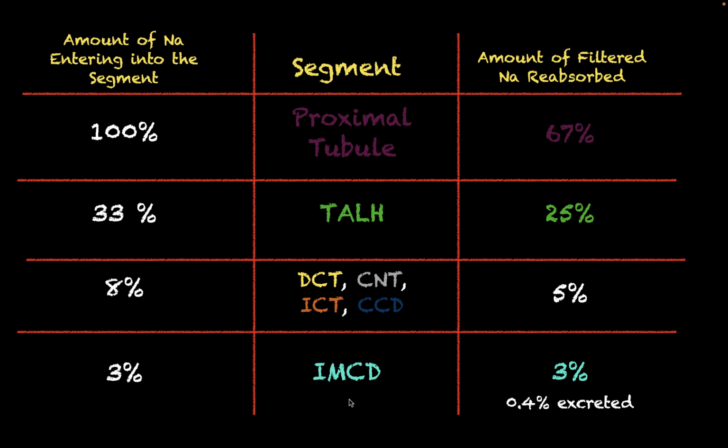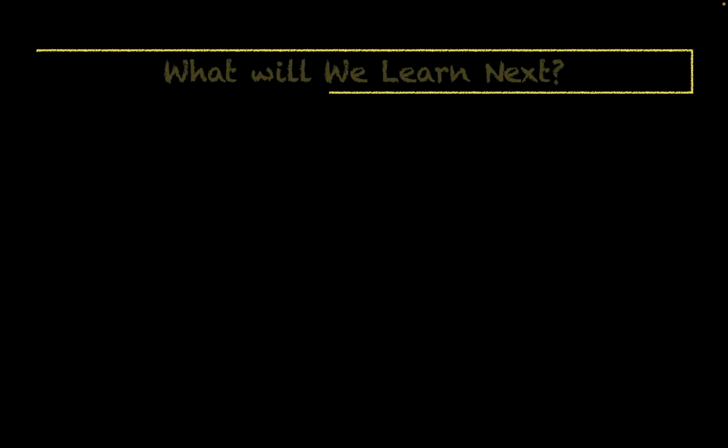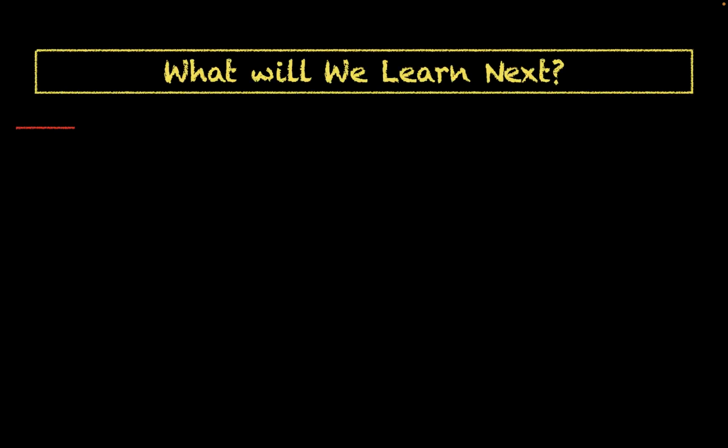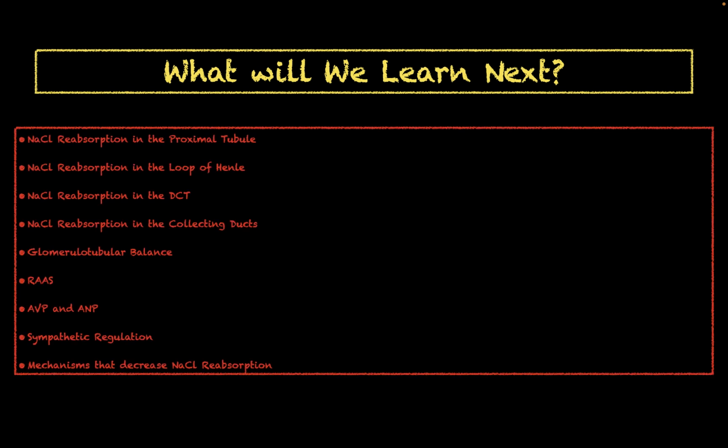So the last thing that I want to tackle for this video is going to be a view of what the future videos are going to talk about. So in this playlist, we're going to talk about a lot of different things. The first things that we're going to talk about are how sodium chloride is reabsorbed in the different segments of the nephron. So we're going to talk about how sodium chloride is reabsorbed in the proximal tubule, how it's reabsorbed in the loop of Henle, how it's reabsorbed in the distal convoluted tubule, and how it's reabsorbed in the collecting ducts.